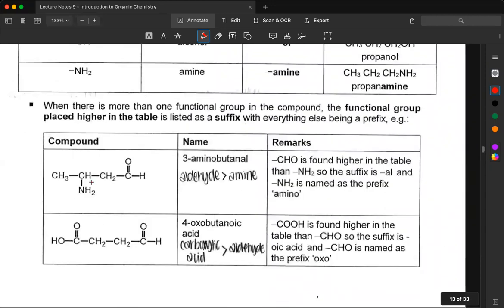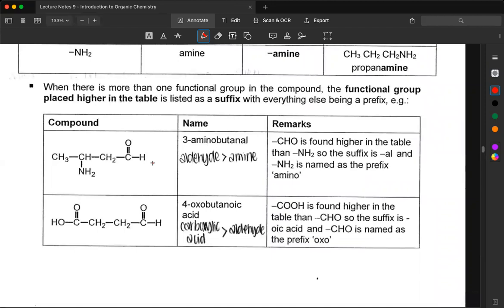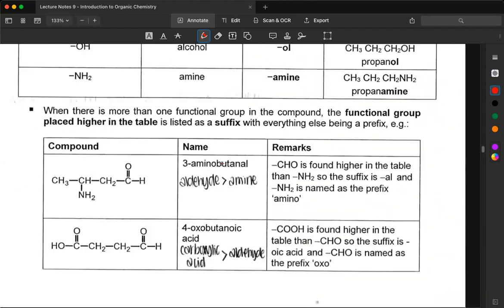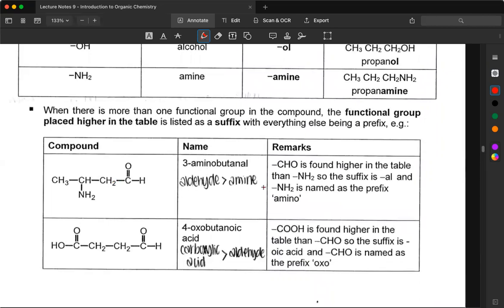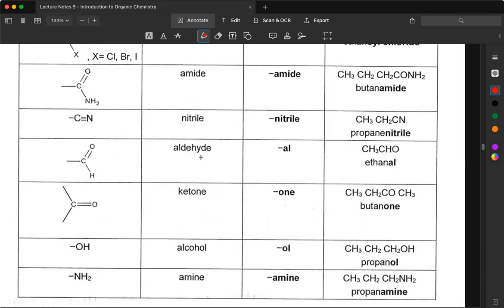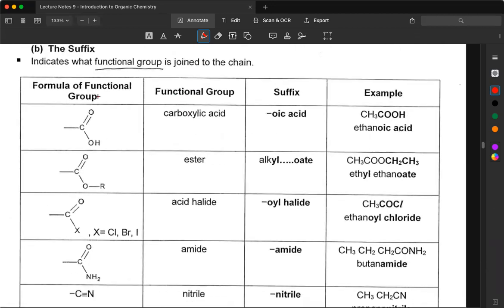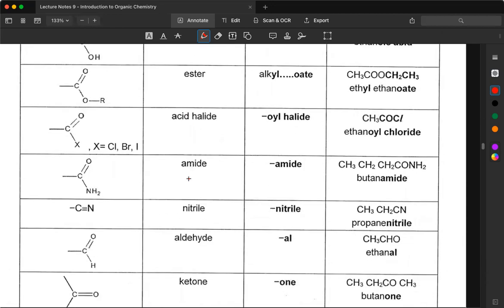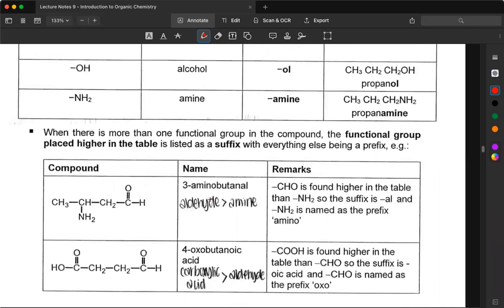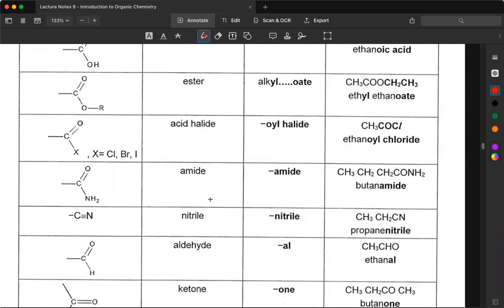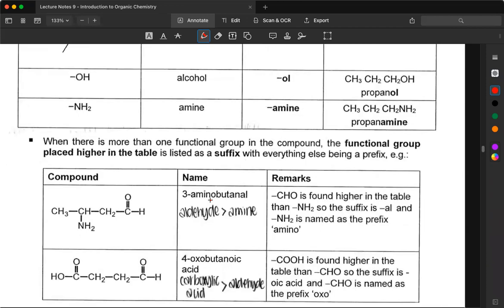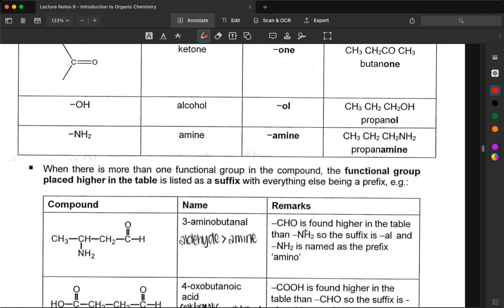So let's say you have this compound. This is actually 3-amino-butanal. CHO is found higher in the table, so this is the reference. This is the priority. The highest is the acid, followed by ester, and the last one is amine. So obviously the amine is lower than CHO. So the suffix is -al, and NH2 becomes the prefix amino. All right.